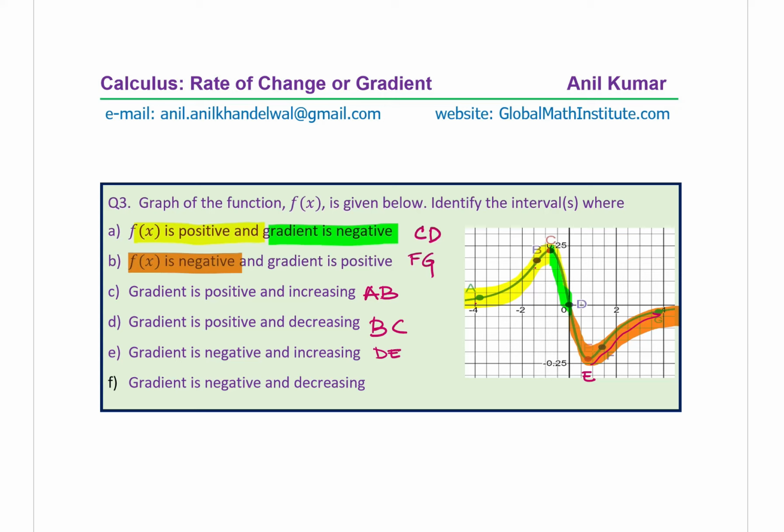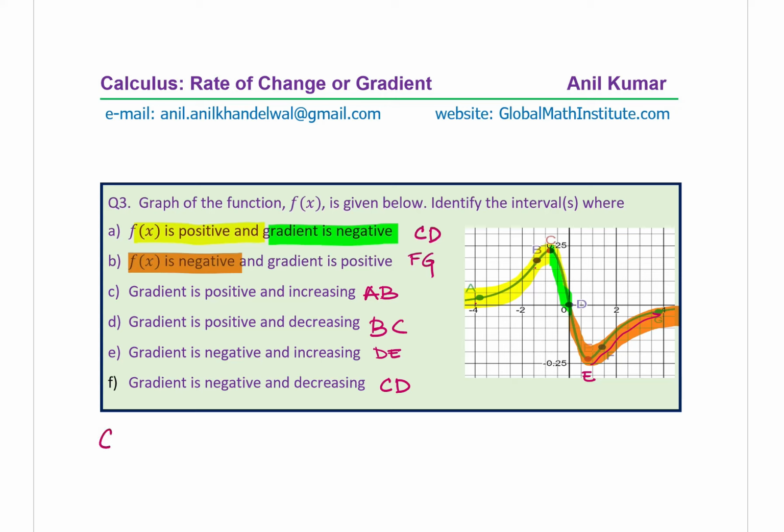Next, gradient is negative and decreasing. So it is negative and decreasing definitely between C to D. Perfect. So that is how we can actually find the solution. Now from this particular graph, you can also notice a couple of things. Let me write down here.